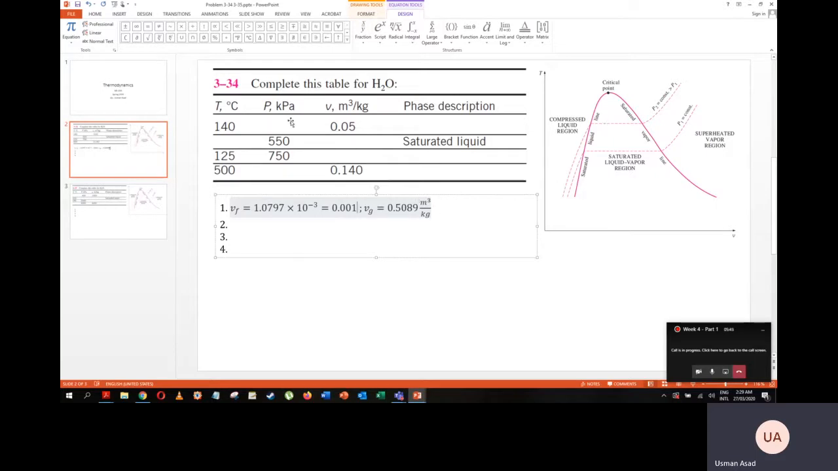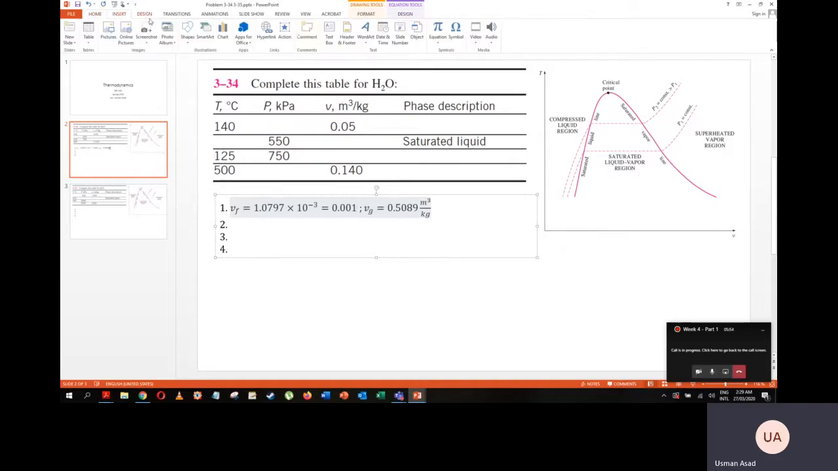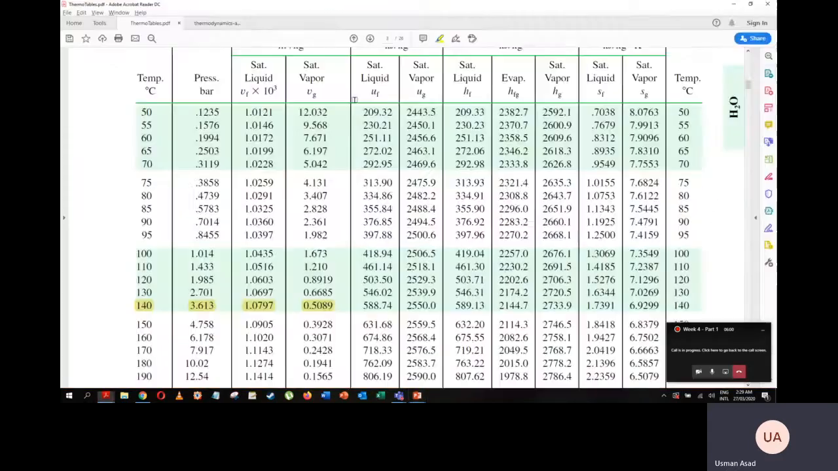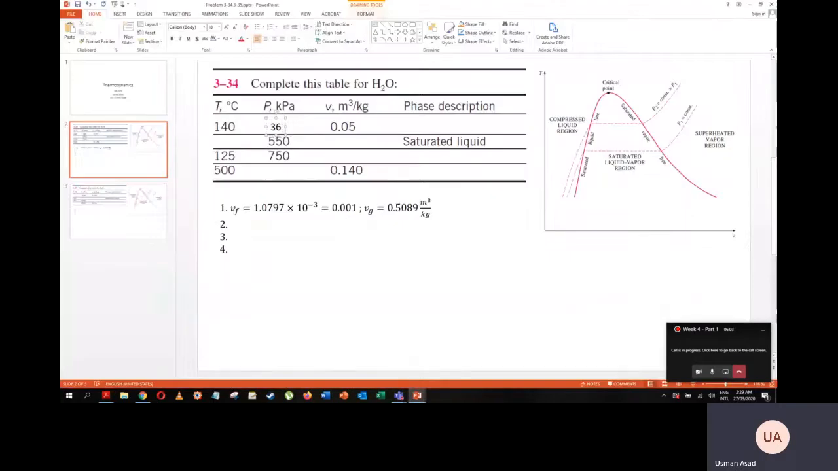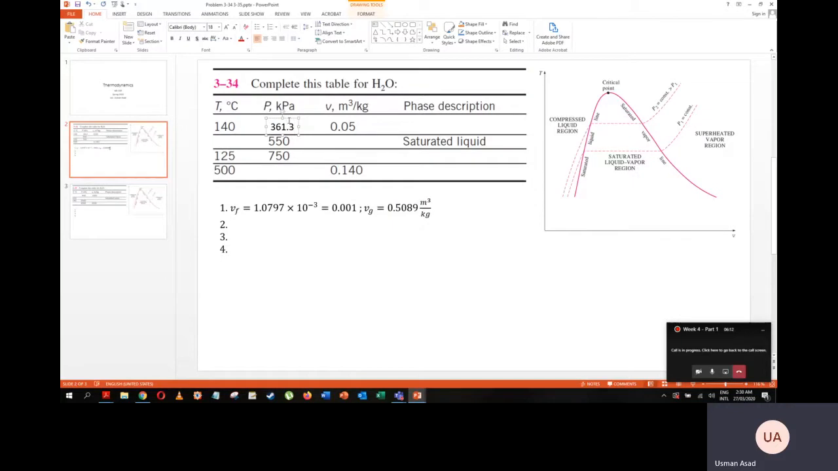For the purpose of this question, we don't really need much. All we need is the pressure and the phase description, which we should be able to say directly. The pressure is going to be the saturation pressure, around 360 kilopascal, 361.3 more precisely, because that's equal to the saturation pressure at 140 degrees centigrade. Okay? And the phase description is just going to be that it's in the mixed region.